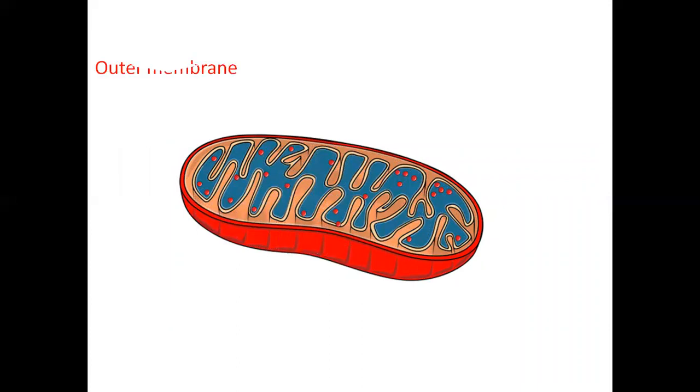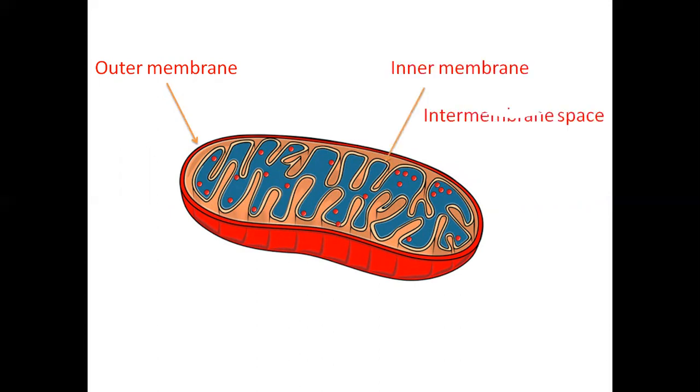When we talk about the structure of mitochondria, the mitochondria is the cell organelle which is covered by two membranes. One is the outer membrane and the other is the inner membrane. Between these two membranes, there is the intermembrane space. The inner membrane covers the area which is known as the matrix. And the inner membrane also forms fold-like structures, which are known as cristae.